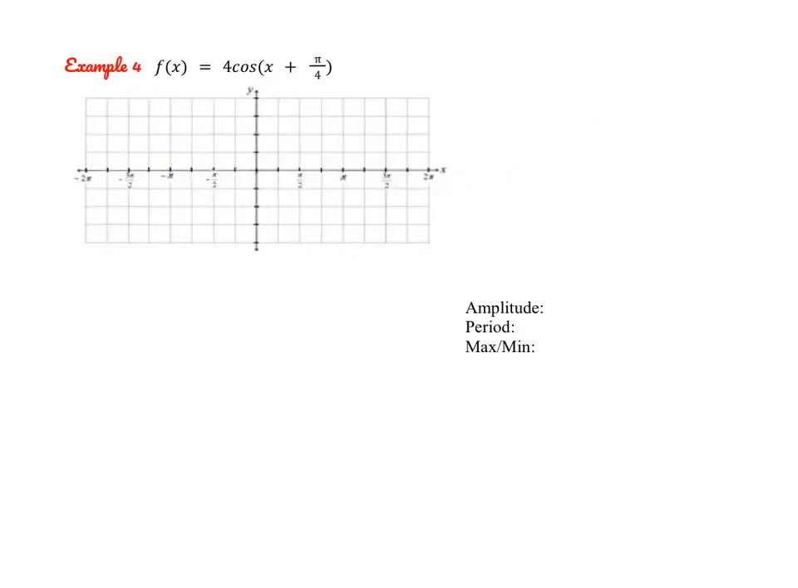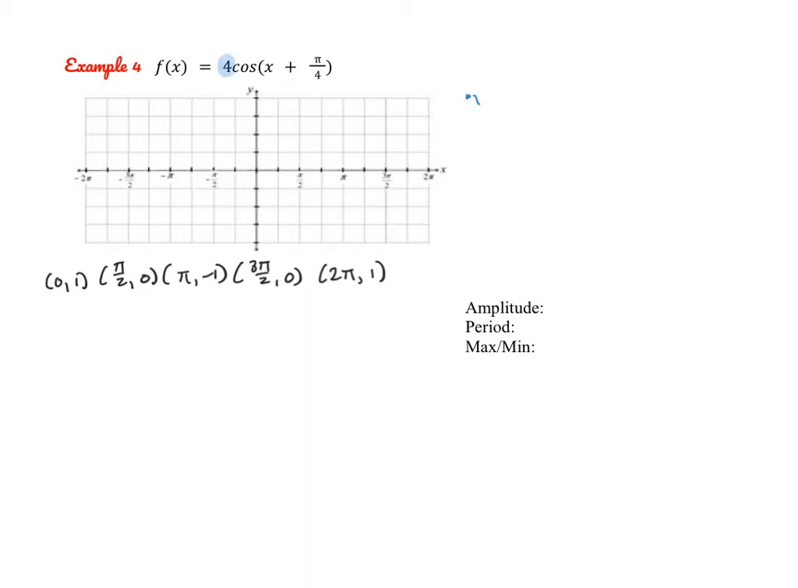Okay, let's try this next one. We have a cosine graph here, so I'm going to start with our 5 key cosine points. So 0, 1, pi over 2, 0, pi, negative 1, 3 pi over 2, 0, 2 pi, 1. Let's start with the transformation involving multiplication.